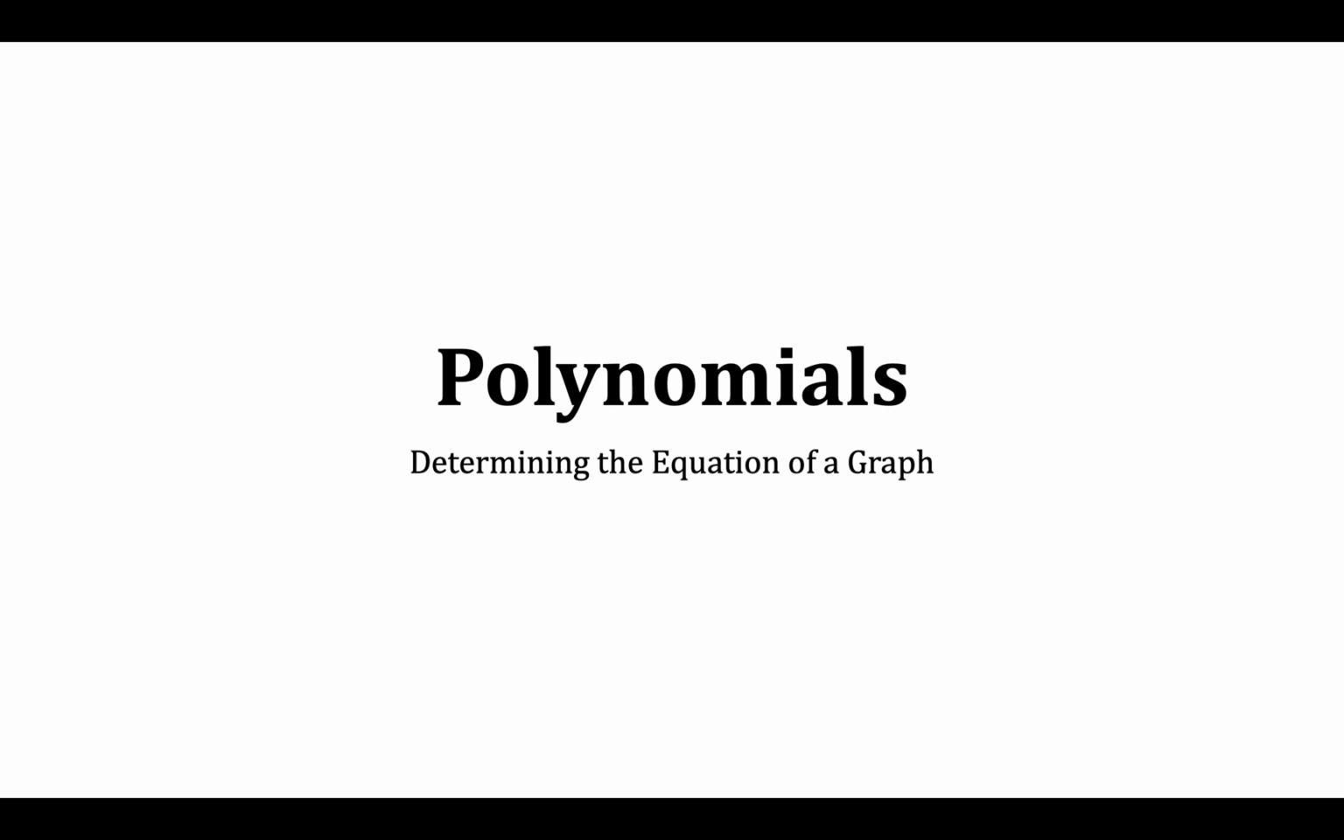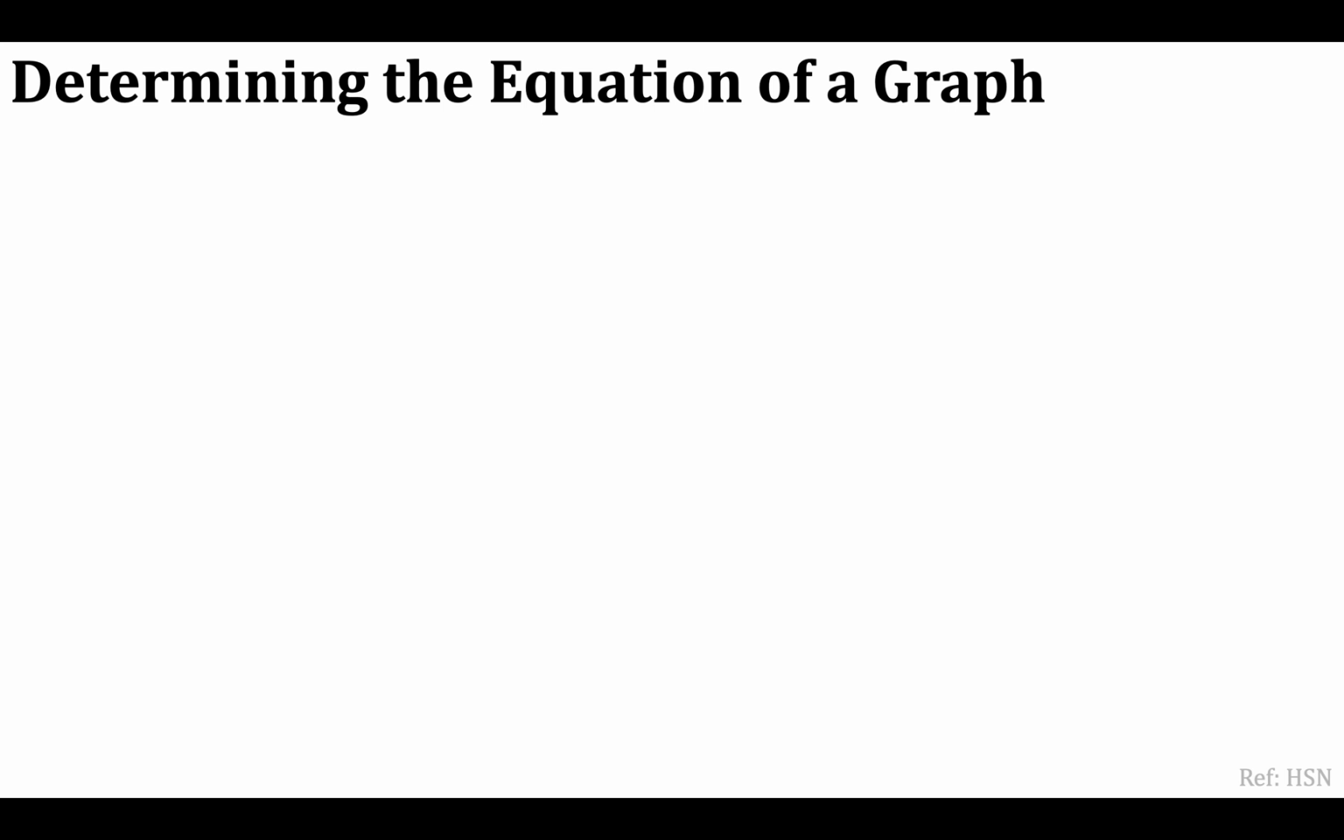In this video we're going to continue with the topic of polynomials, and we're looking at determining the equation of a graph. Now normally we are given the equations in the question and then we need to work with them, whether that be finding unknown constants or solving them, proving that certain numbers are roots. So we're actually working backwards this time because we're trying to find the equation given the graph.